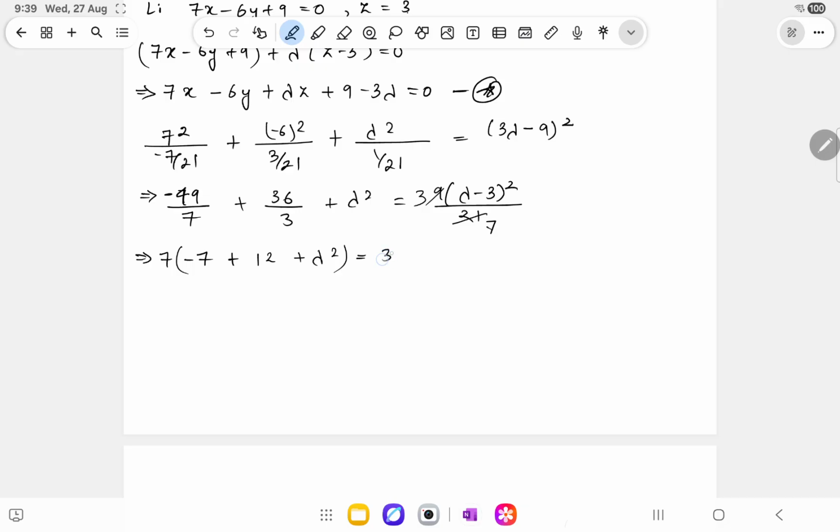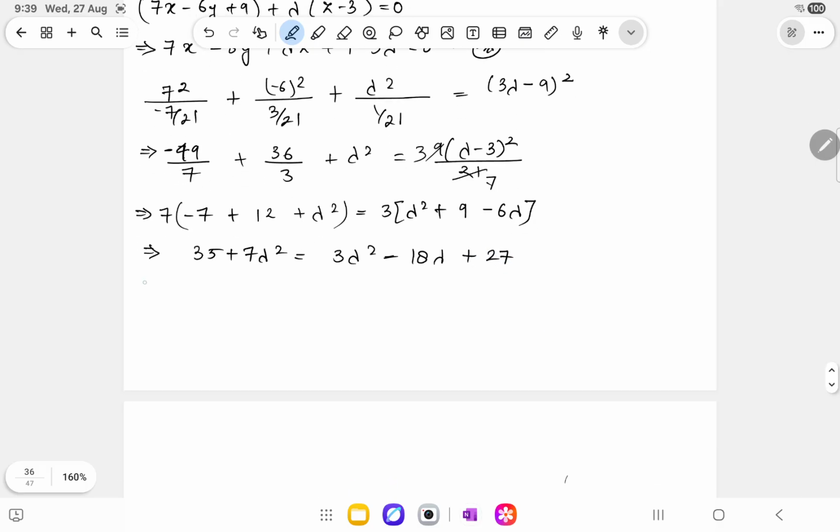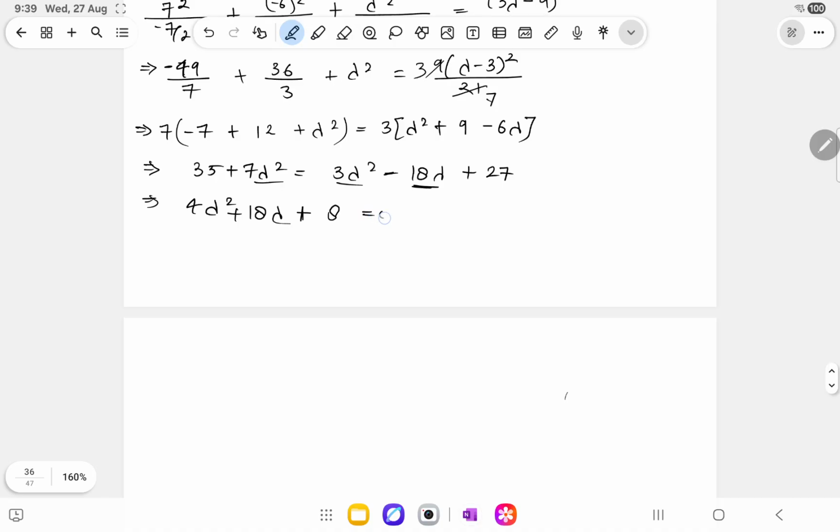equals 3 into (lambda square plus 9 minus 6 lambda), which is basically 12 minus 7, 5 is 35 plus 7 lambda square equals 3 lambda square minus 18 lambda plus 27, which can be simplified as 4 lambda square plus 18 lambda plus 5 plus 3 is 8, equals 0. So it is a quadratic equation in lambda and we can easily solve it.